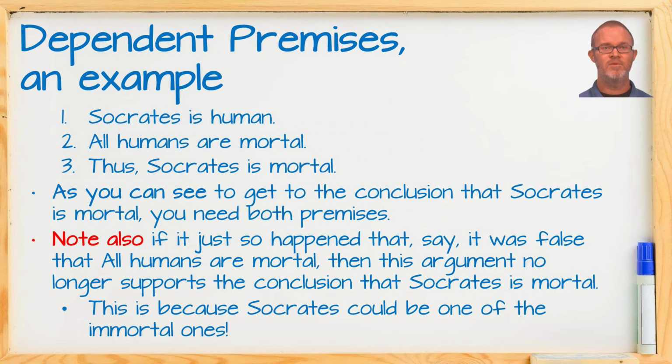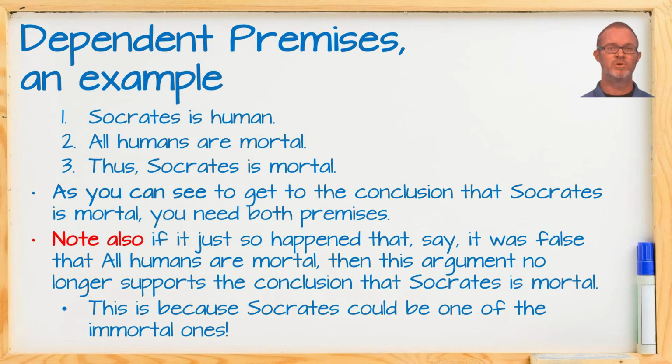Okay? We have an example of an argument with dependent premises. We have the example of Socrates is human as the first premise. That's a dependent premise. The second dependent premise is that all humans are mortal, and the conclusion following from those dependent premises is that Socrates is mortal. As you can see, to get the conclusion Socrates is mortal, you would need both the premises that Socrates is human and that all humans are mortal. And actually, the conclusion there follows immediately from both of those premises together.